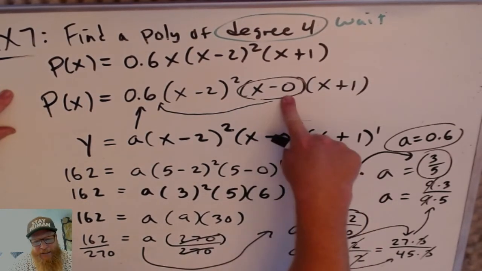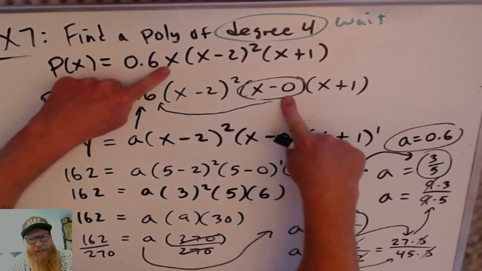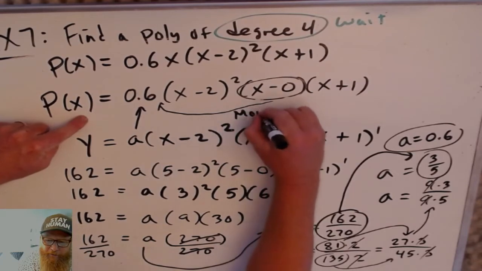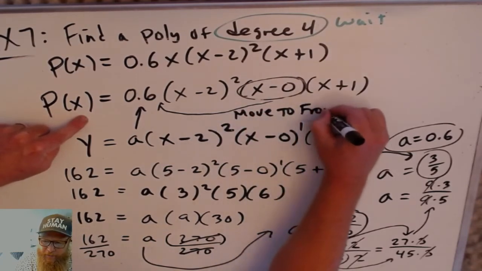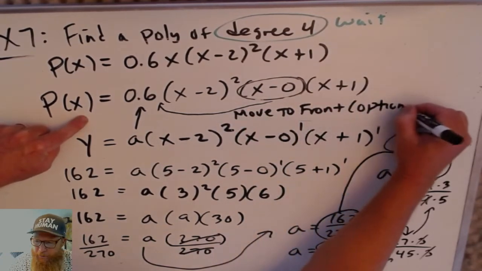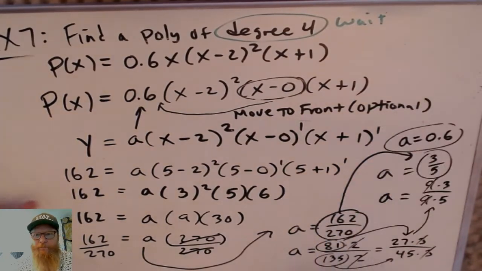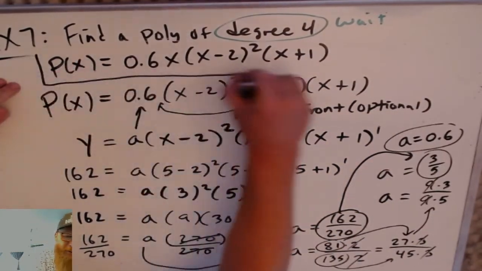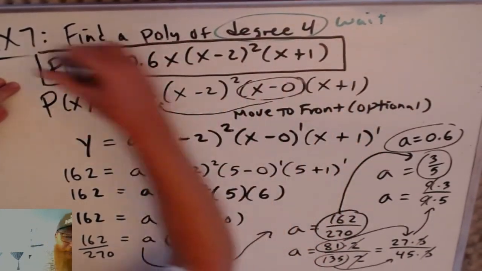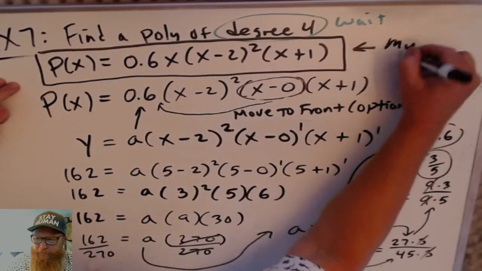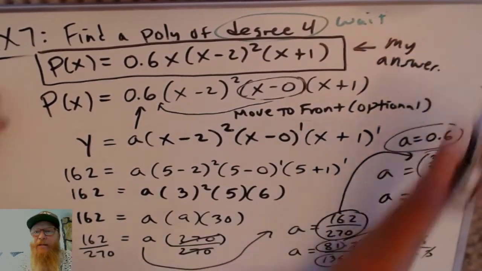x minus 0 is the same as just x, so you can move it to the front. That's, of course, optional. So this would be my answer. That's the one that I like.